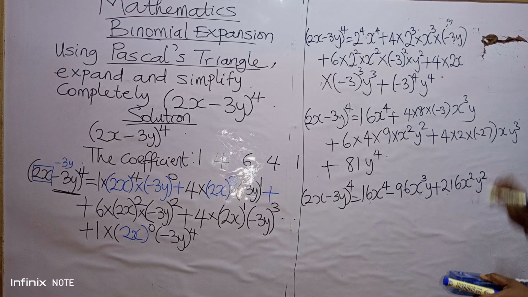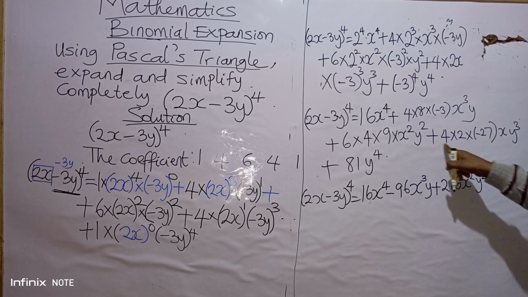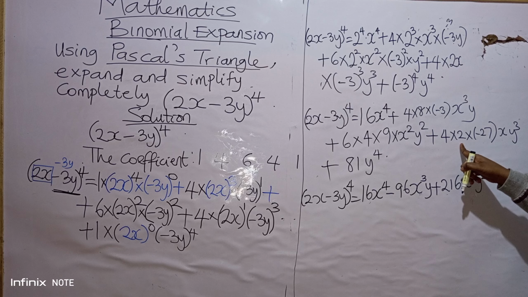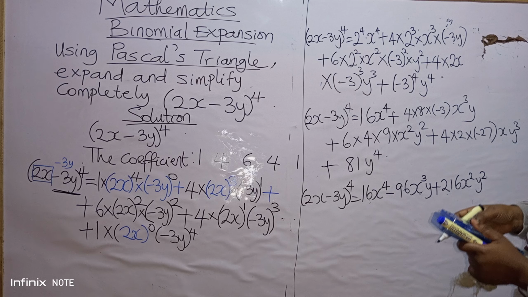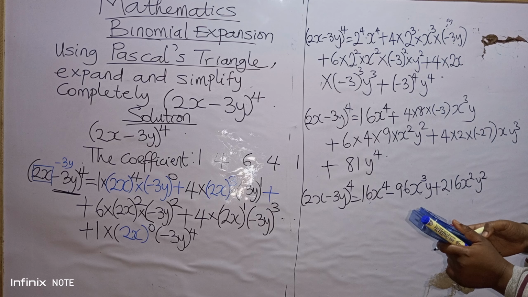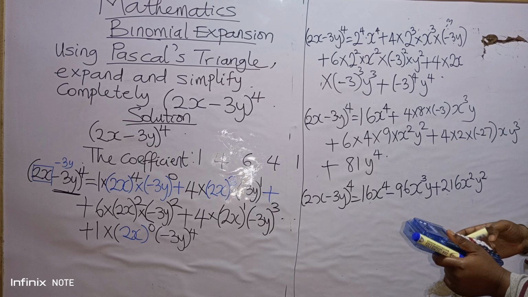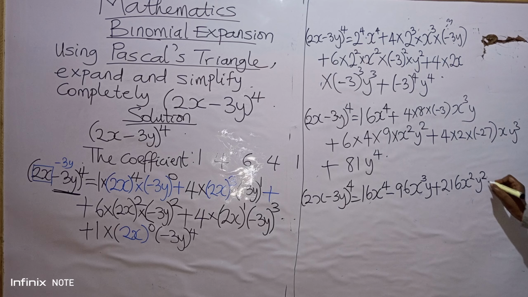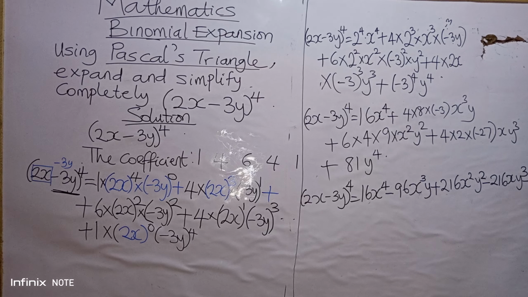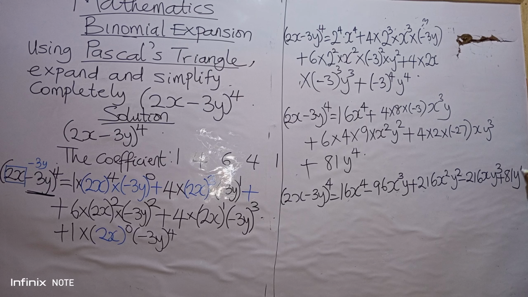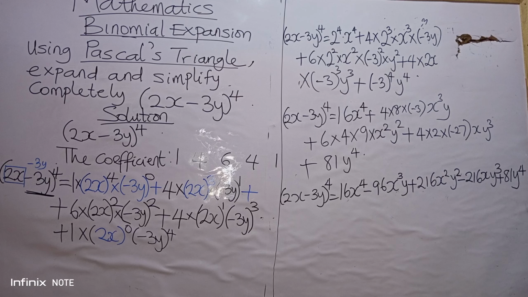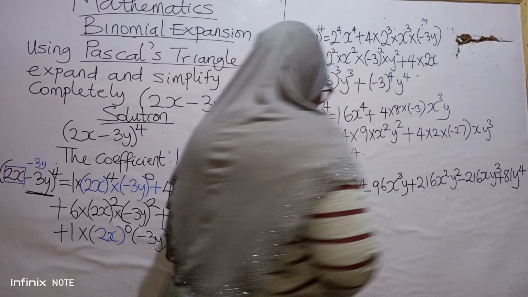So plus 4 multiplied by 2, that is plus 8. Multiplied by minus 27 will give me minus 216. 8 multiplied by minus 27, minus 216. So minus 216 x y cubed, plus 81 y raised power 4. So that is that.